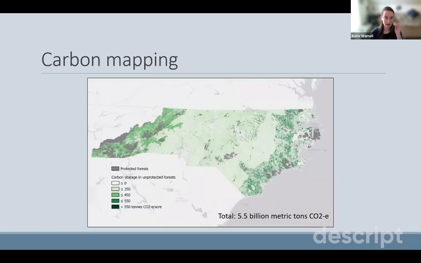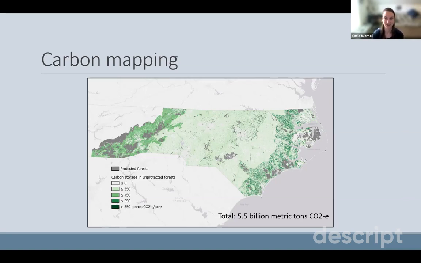That wraps up the opportunities mapping. And then the next question people were asking was about carbon. So trying to understand where we currently are with our carbon stocks and what might happen if different scenarios for management are implemented. So we started by doing some carbon mapping of carbon stocks in our existing unprotected forests.